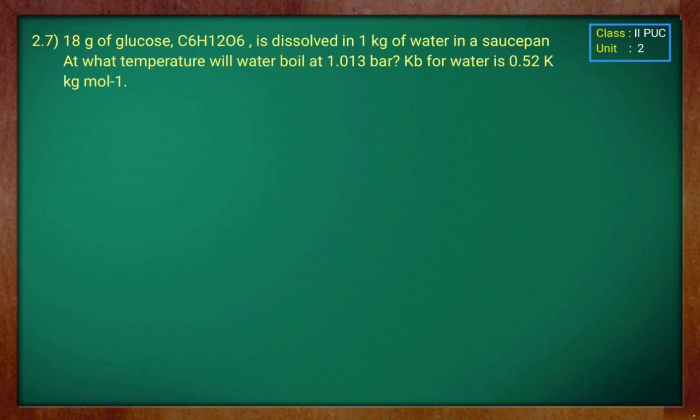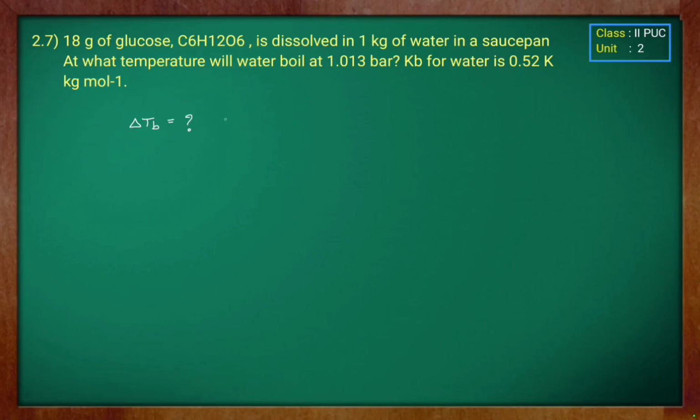Example 2.7. 18 gram of glucose, C6H12O6, is dissolved in 1 kg of water in a saucepan. At what temperature will water boil at 1.013 bar? Kb for water is 0.52 Kelvin kg per mole. So in the question, they have asked us to find the temperature of the solution after adding 18 gram of glucose to 1 kg of water. In order to find that temperature, we need to find the increase in the boiling point that has occurred after the addition of glucose. So first of all, we need to find the elevation in the boiling point.